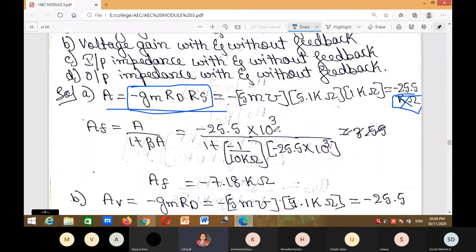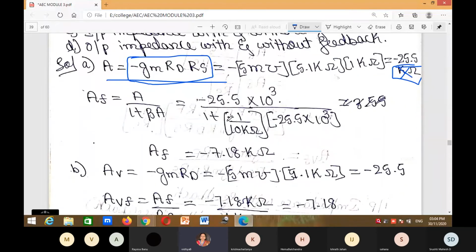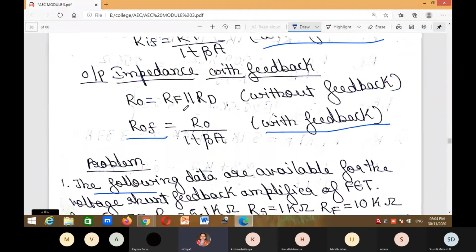What we got: minus 25 kilo, so 10 to the power of 3, divided by 1 plus beta into A. Okay, don't write the unit. This value is correct, minus 25.5, because what is the formula for A? Here only, you can observe the formula for A. A is minus GM into RD into RS.